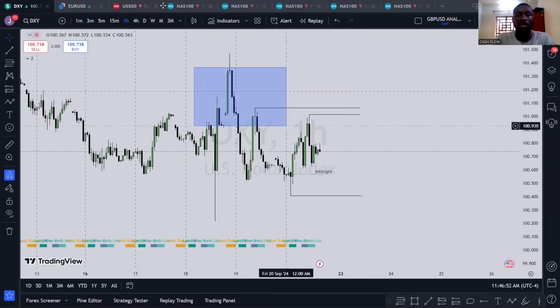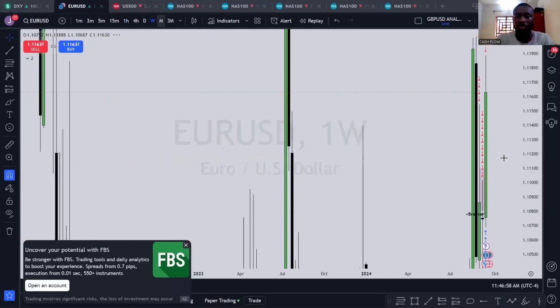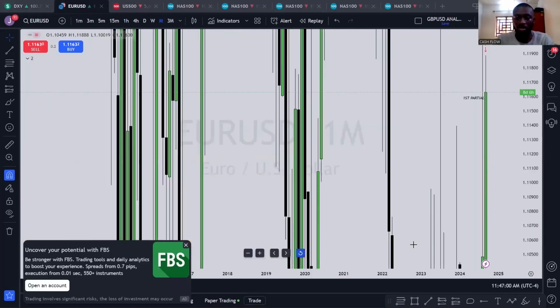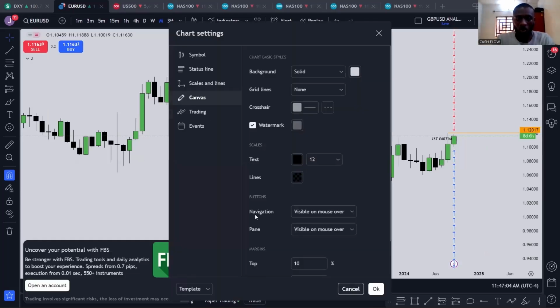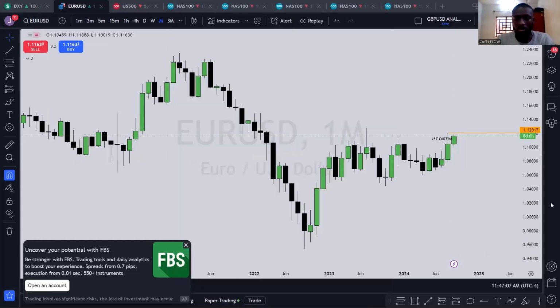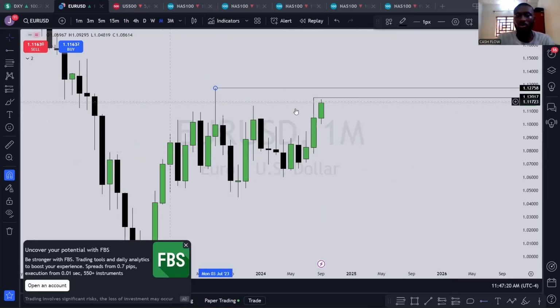So let's go to Euro USD from the weekly, monthly time frame. The same thing is happening in Euro USD. Let me just take these executions out. Good. So we can see that this month is already printing bullish, and this high has not been taken. This high has not been taken. So these are our two draw on liquidities.